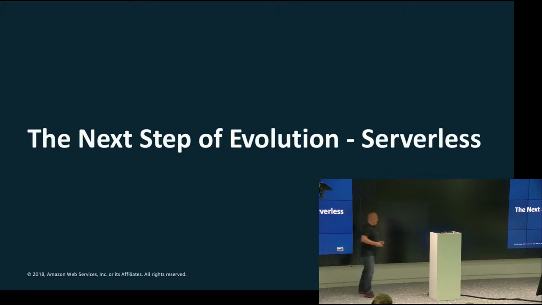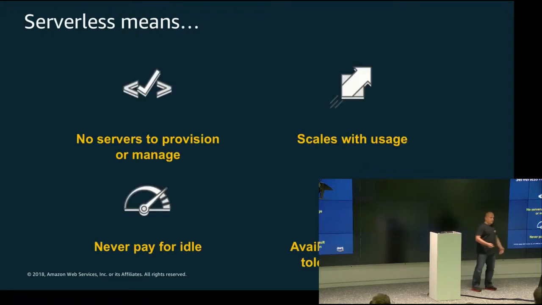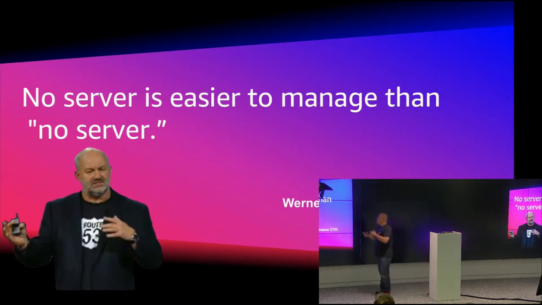Thank you very much. So serverless means, at least from Amazon's point of view, these things. No servers to provision. It scales with usage. I will speak about the details in a few minutes. You never have to pay for idle. So if your code isn't running, you pay zero, nada, nothing. And it's automatically available and fault tolerant within that respective region. I like to quote Werner Vogels, Amazon CTO, who says, "No server is easier to manage than no server." I know it might sound strange, but it has logic behind it, right?